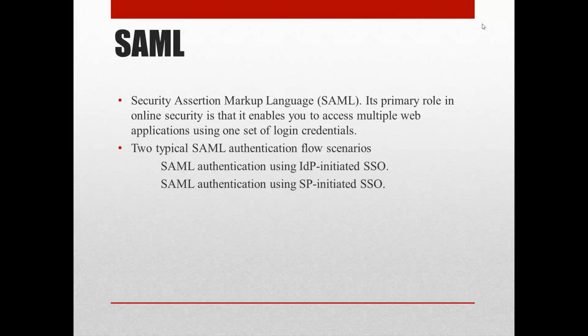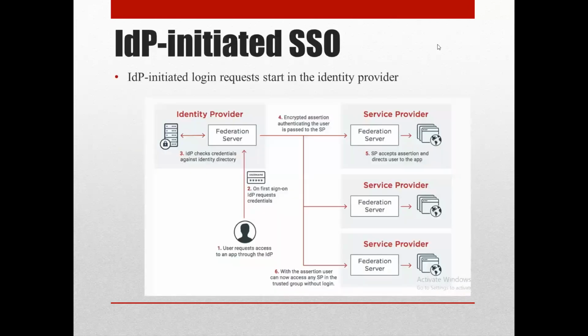Over here we have two different flows for SAML. One is IDP initiated SSO and the other is SP initiated SSO. So the first thing is IDP initiated SSO. Basically, IDP initiated SSO is all about the login request starting at the IDP provider, the IDP provider in the sense of PingFederate. So let's please watch this diagram.